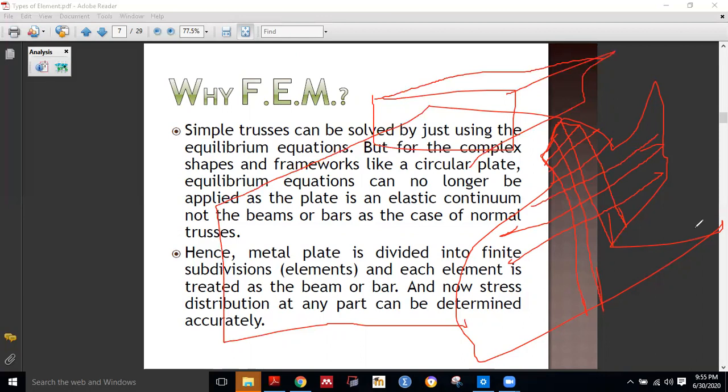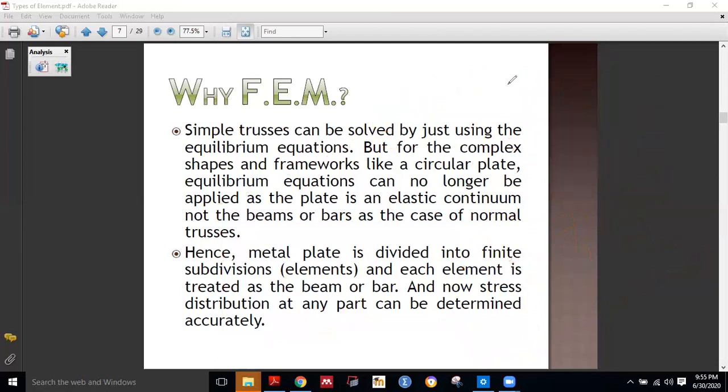As I have told, the shapes which we can analyze, we have to divide the given structure into that shape itself. If this is a 2D structure, then we can go for this kind of 2D element, that is triangle or rectangle. But if it is a 3D structure, then we have to go for hexahedron, tetrahedron, then pyramid. There are many more shapes which we have to study in this FEM.